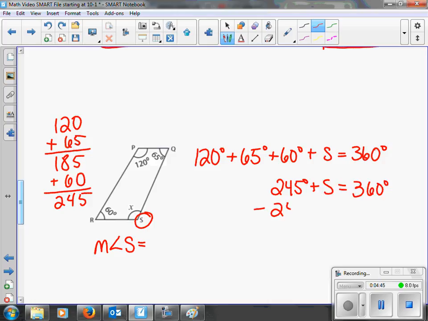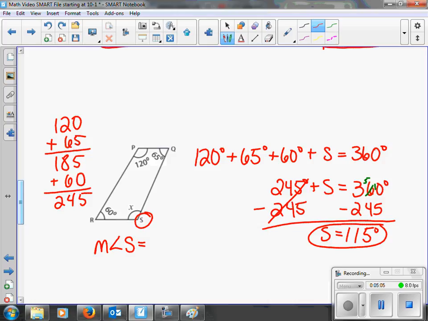We subtract 245 from both sides, and we get S to equal, well, we need to borrow. It becomes a 5, that becomes a 1. Okay, and we get 115. S equals 115 degrees. Okay? That's the measurement for angle S.